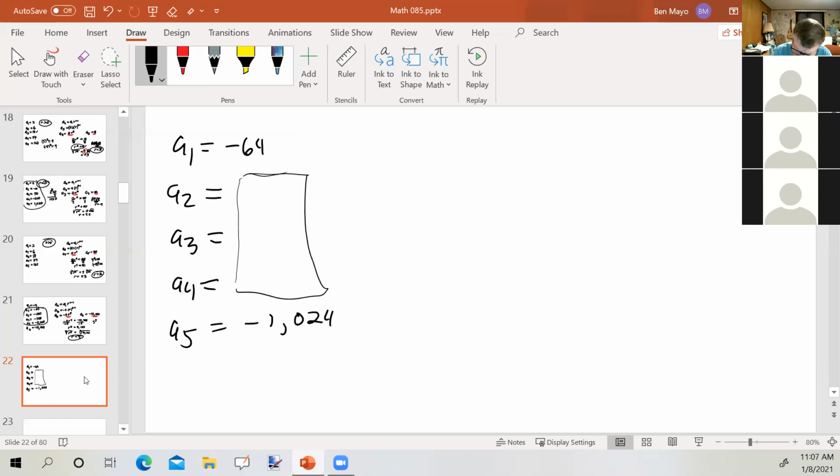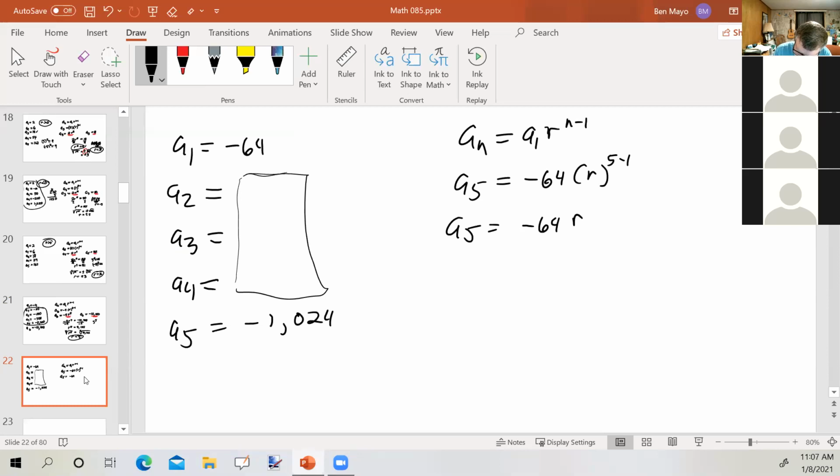Let's see now. A sub n equals a sub 1 r to the n minus 1 power. A sub 5 equals a sub 1, which is negative 64, times r to the 5 minus 1 power. A sub 5 equals negative 64 r to the 4th. But we also know that a sub 5 equals negative 1,024. So our equation is negative 64 r to the 4th equals negative 1,024.